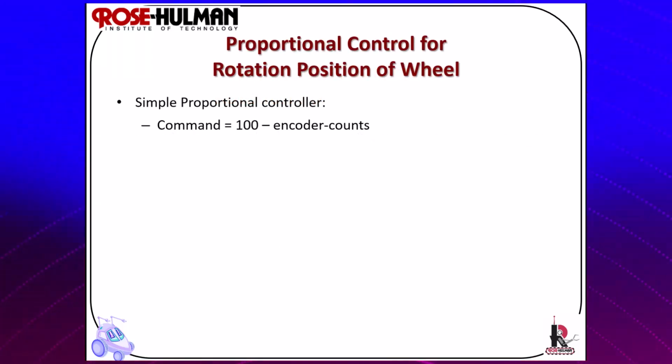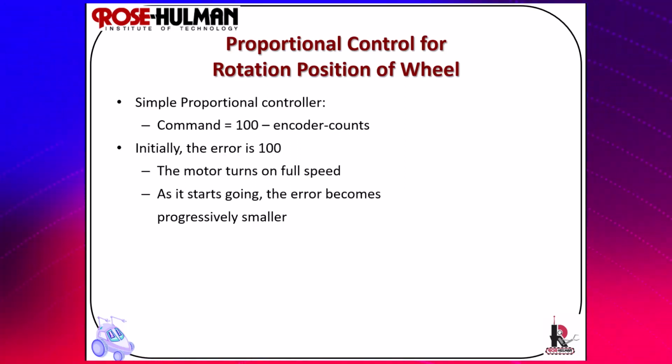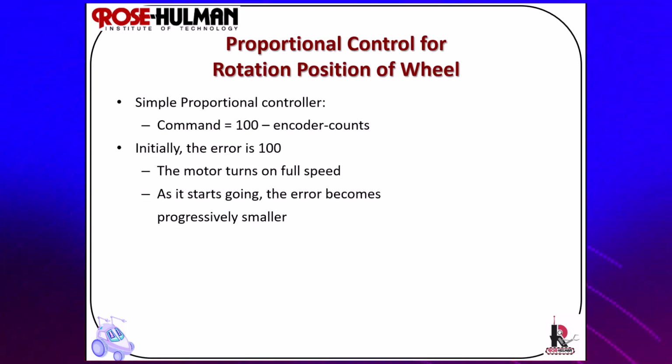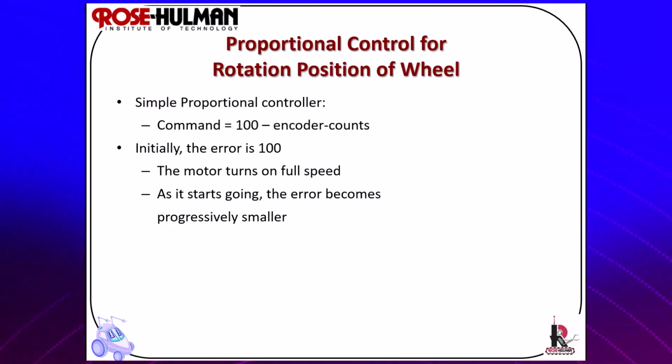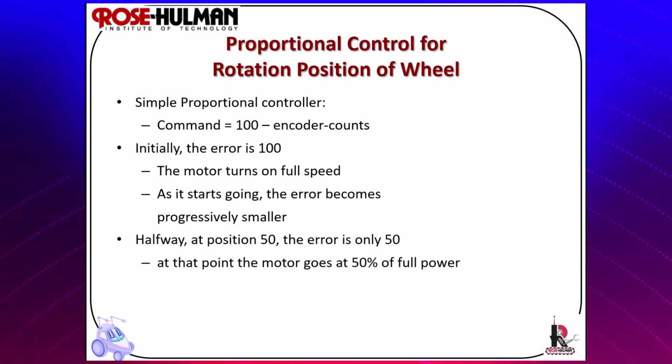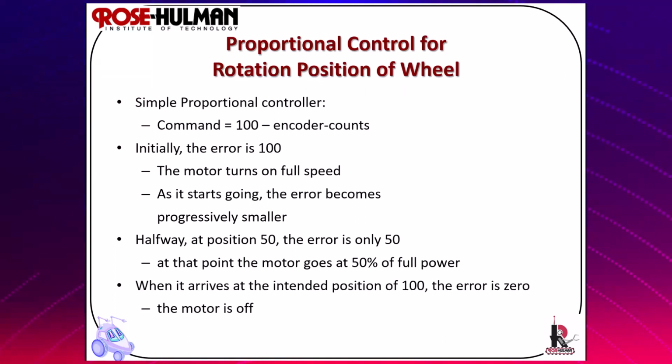The initial error is 100, so the motor would turn up 100% of full speed, and then as the error becomes progressively smaller, the motor power will then become proportionally smaller based upon that error. So if I'm at 50, the motor power will now be at 50% of full power because I'm only 50 encoder counts away, and then when it gets to an error of 0, then it would just turn off. This is an example of proportional control, where in this example, the gain is just 1.